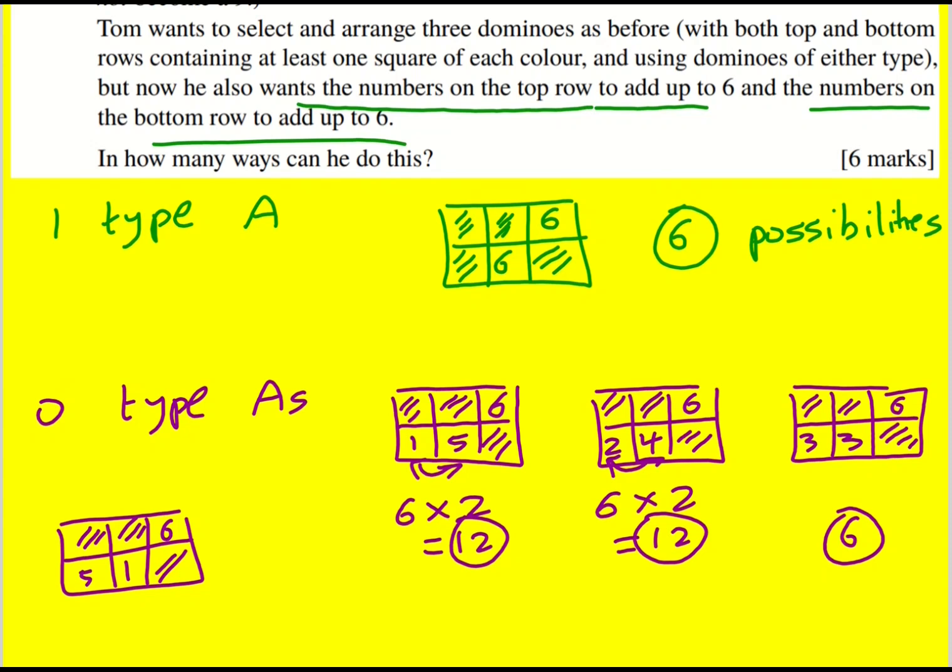So in how many different ways can we do it? Well, we've got 24 plus another 12. There's going to be 36 different ways that Tom can arrange these tiles. Nice one.